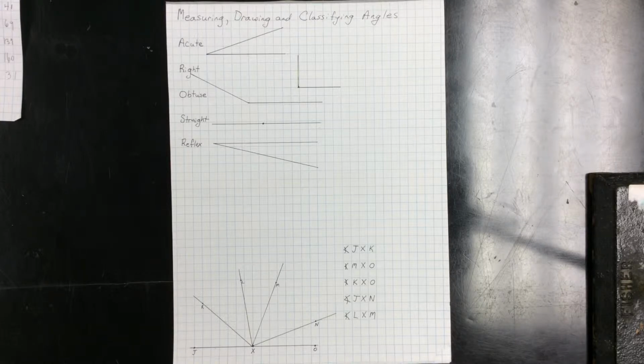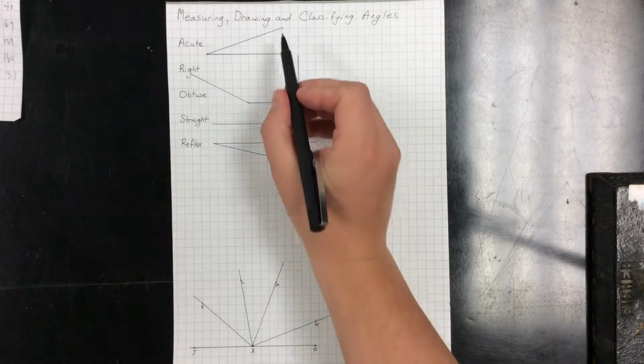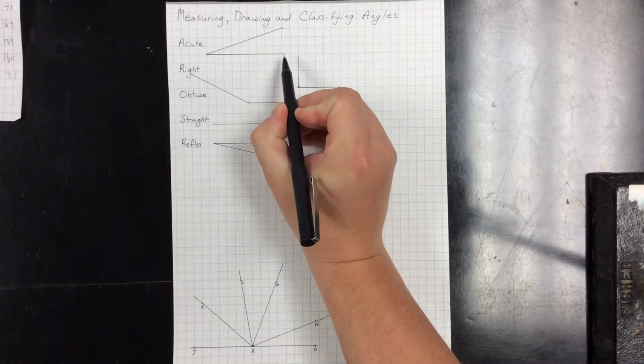Today we're going to look at measuring, drawing, and classifying angles. There are five main types of basic angles we're going to look at. First is an acute angle. An acute angle is an angle of less than 90 degrees. Here's our less than 90 degree angle.